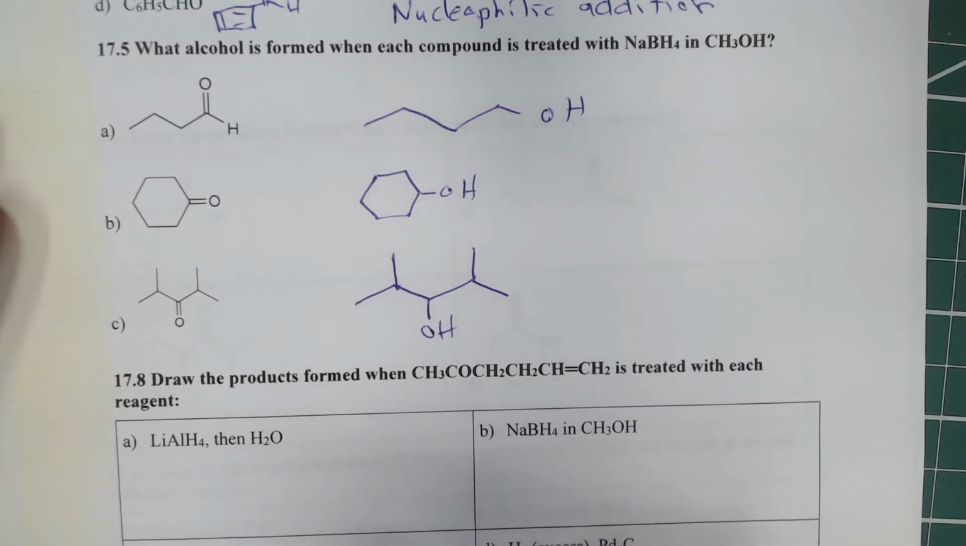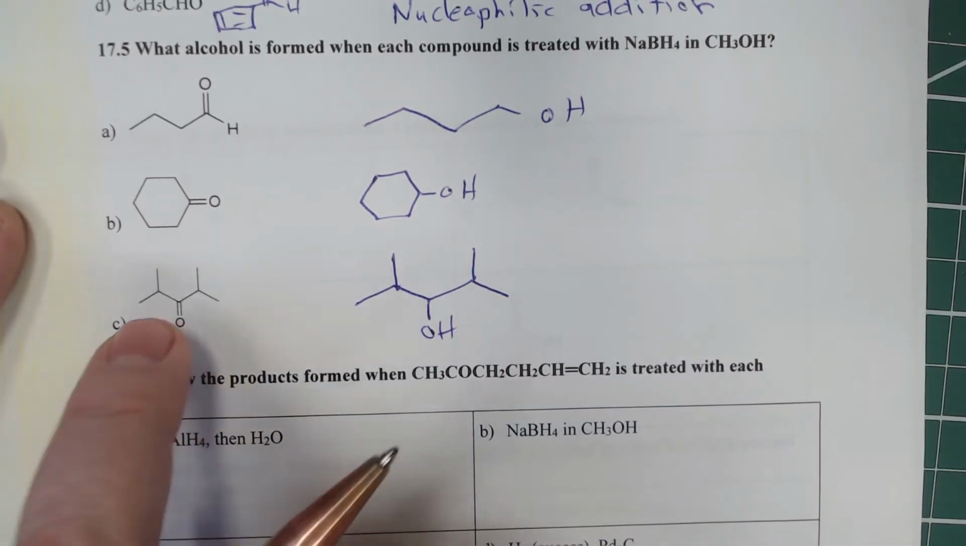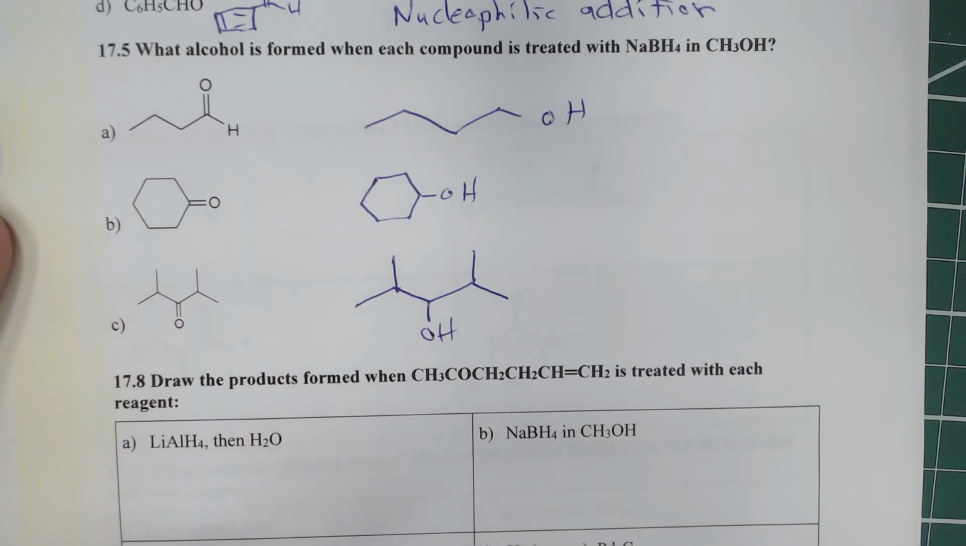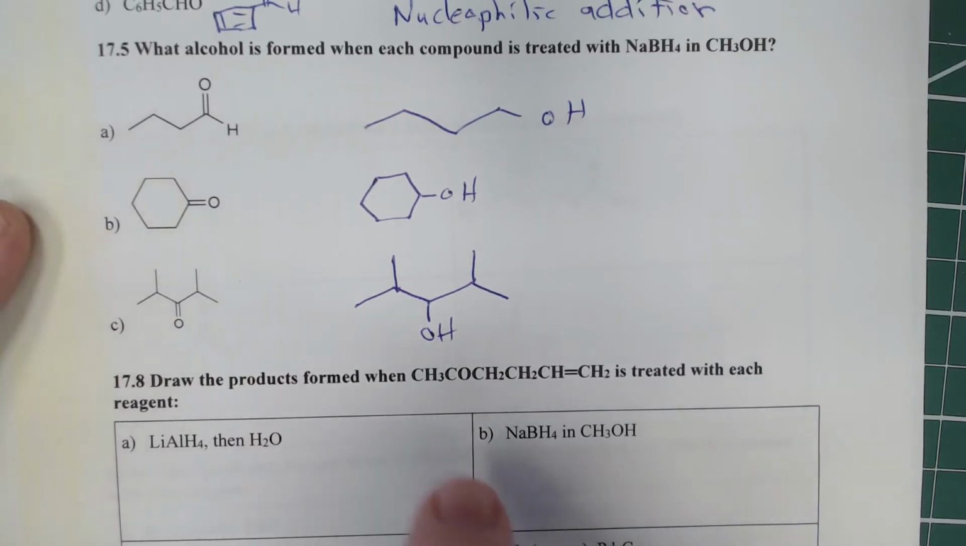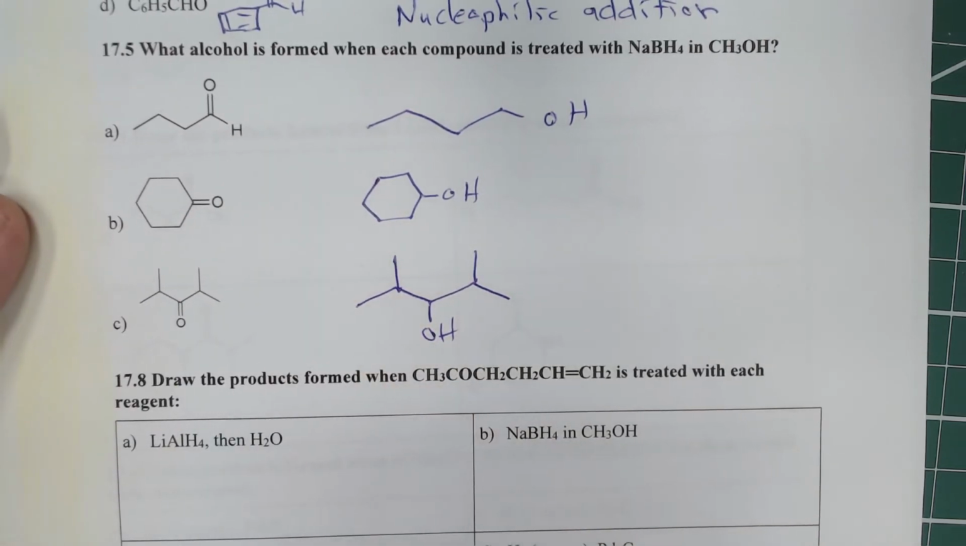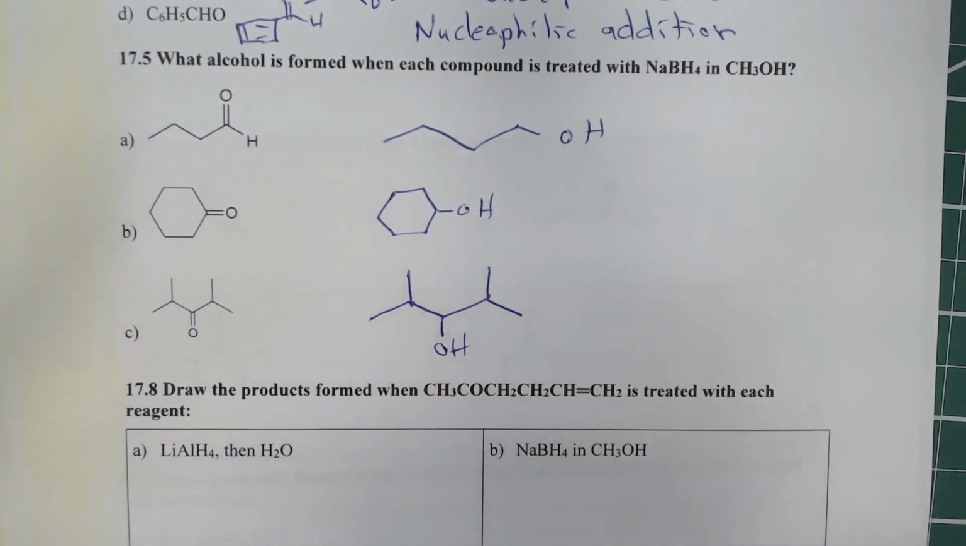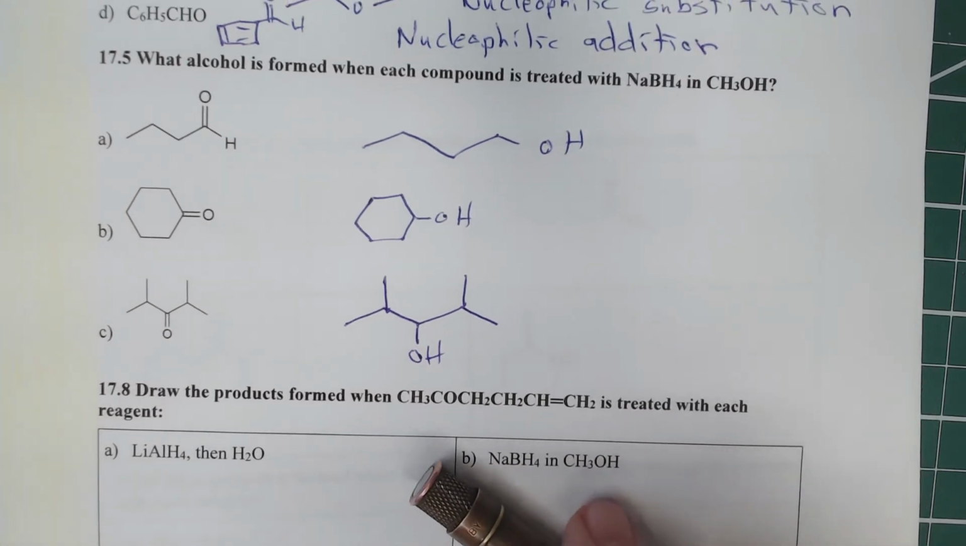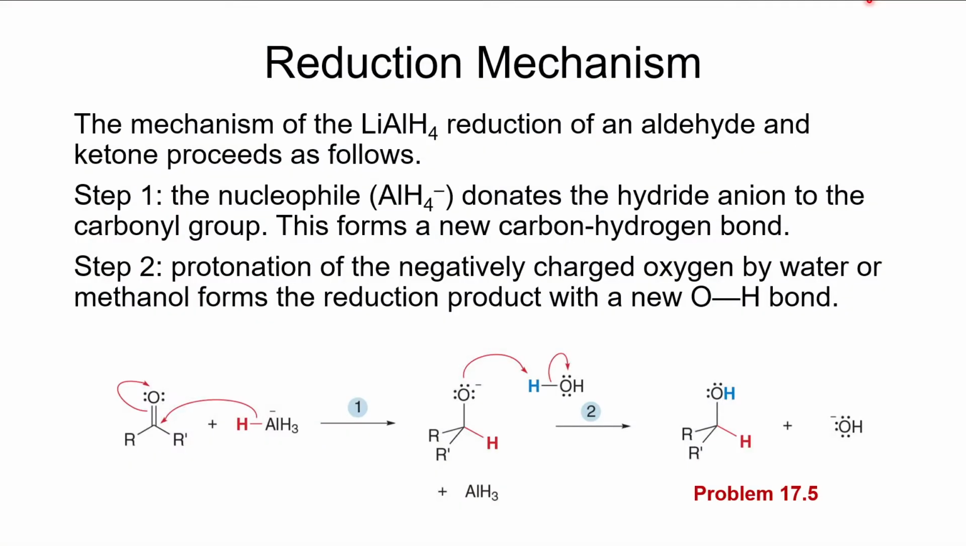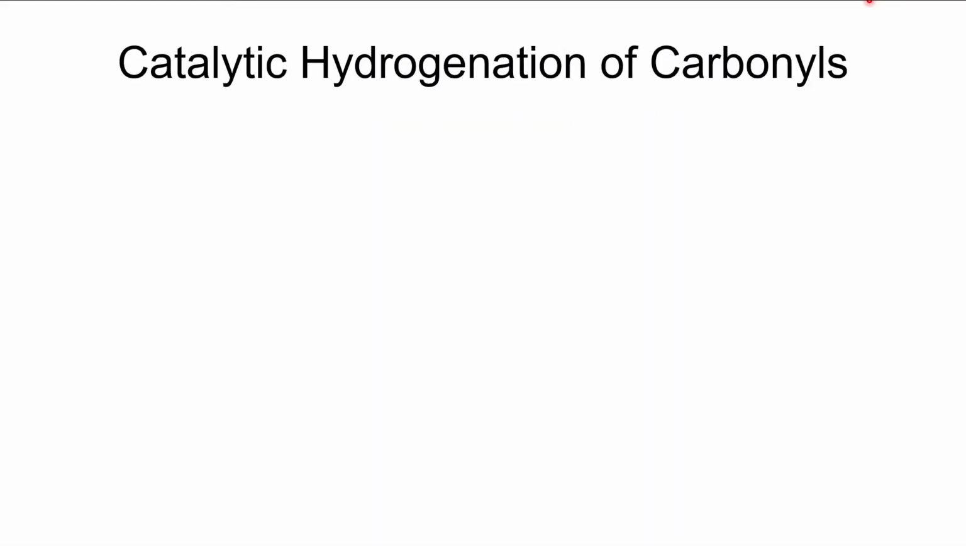So we'll get that alcohol when we treat this with sodium borohydride. And that's it. That's pretty much what you need to know about these reducing agents. Now, it's going to get more complicated as we introduce more of these reducing agents and different options, but this is pretty much how it goes. So let's go back over to our presentation.